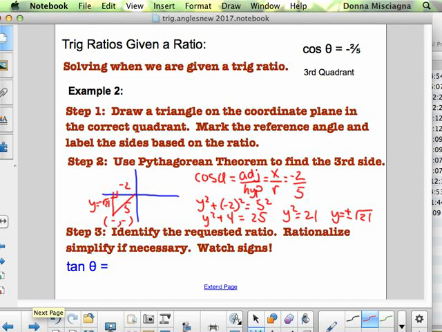All right, we are looking for tangent. Tangent is the opposite over the adjacent. The opposite is the y. The adjacent is the x, so this is going to be negative square root of 21 over negative 2. The negatives will cancel. So square root of 21 over 2. So we had 3 really easy ones and 1 pretty challenging one, but that balances things out.